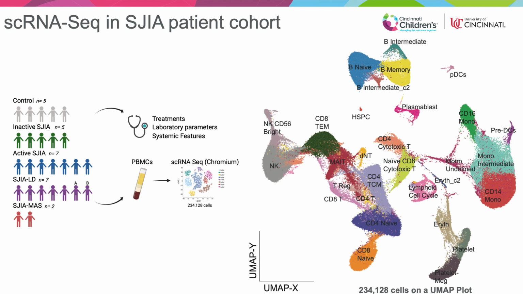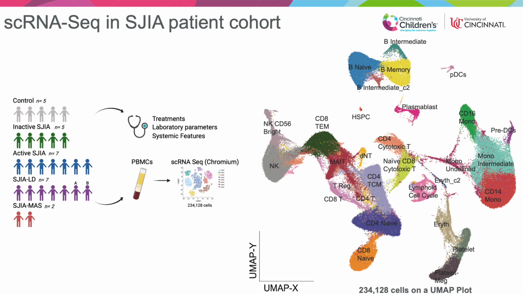We applied Udon to a single-cell RNA sequence cohort of systemic juvenile idiopathic arthritis, or SJIA, patients. SJIA is known to be a clinically heterogeneous disease, a chronic autoinflammatory pediatric disease whose causes are largely unknown to us right now. The single-cell data sets were collected by one of our collaborators, Dr. Grant Schulert's lab, and they collected the peripheral blood mononuclear cells, or PBMCs, from 26 kids, out of which 5 of them were controls.